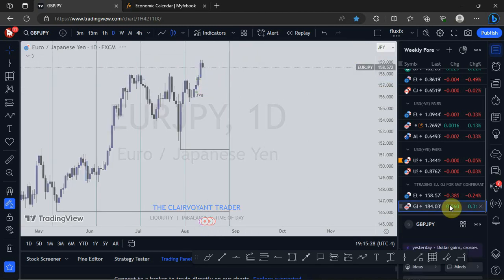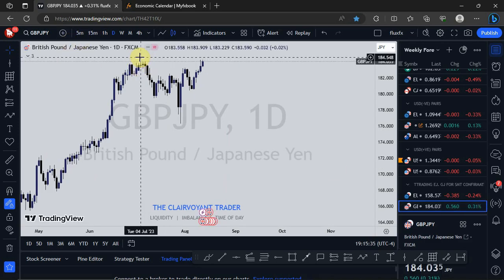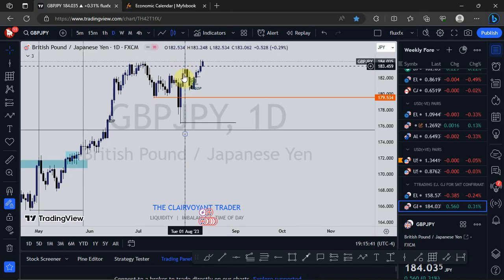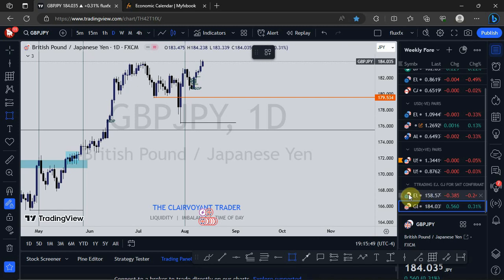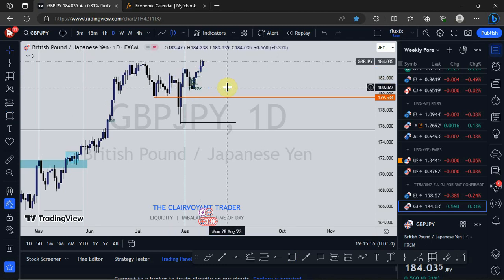So for GBP/JPY, I think same thing. Same plan. We've seen price taking out this high, and I'll definitely take these two bullish candles right here as my mitigation block. I think there was something similar on EURJPY. So these two bullish candles here will serve as a mitigation block for me going into next week.